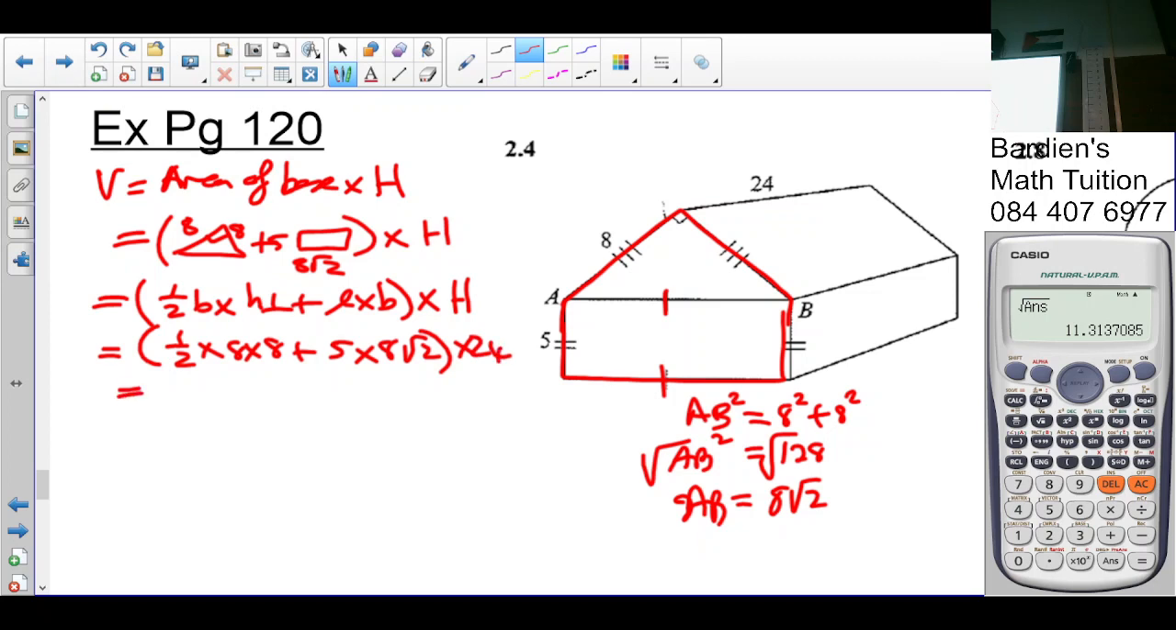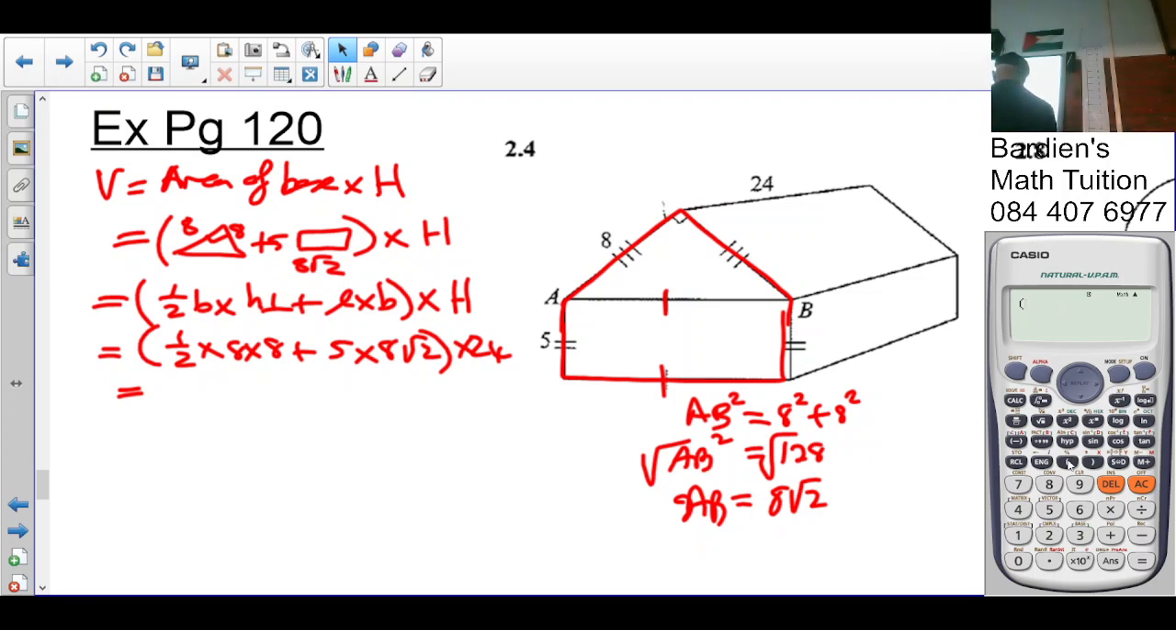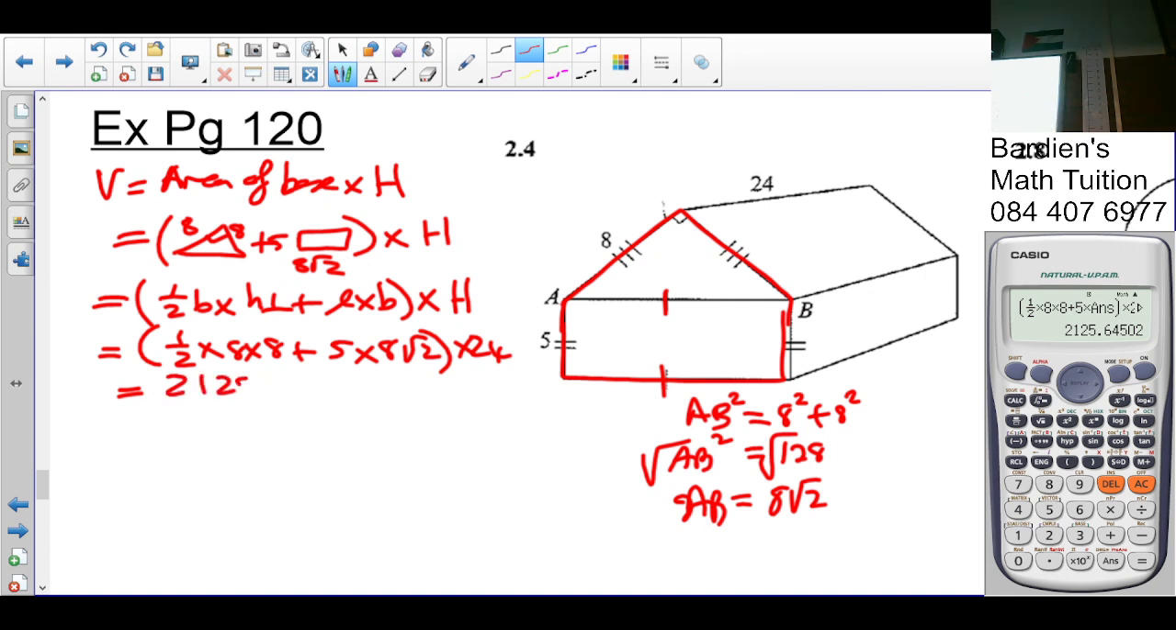24. Answer the whole thing in the calculator. Open brackets. A half times 8 times 8 plus 5 times 8 root 2. And so I could just press the answer button. Last answer calculated times 24. Would you? 2125,65 units cubed.